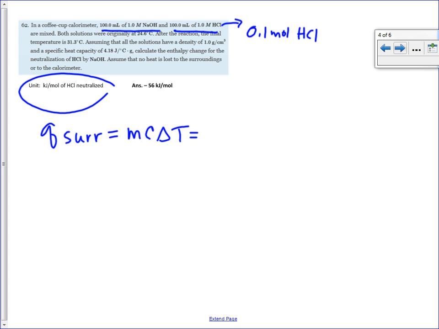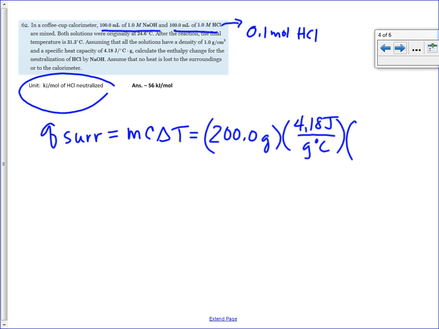Okay, and this one's going to be 200 grams. We can assume the density. It tells us to assume the density is 1. So if we've got 200 milliliters, we've got 200 grams. And then our specific heat is going to be assumed to be close enough to water to just use water. And then the change in temp is 6.7. And again, it was a positive because the surroundings are heating up. And that means we're going to have another exothermic chemical reaction. That one calculates out to 5601.2 joules. So that's the heat absorbed by the surroundings.